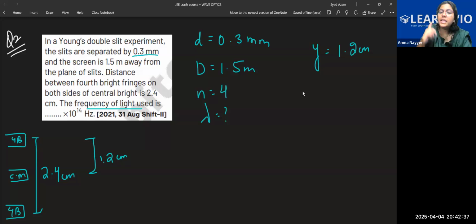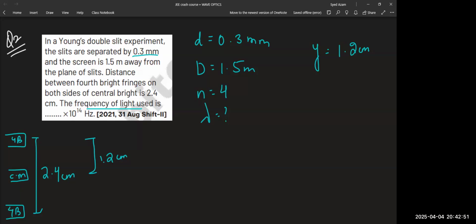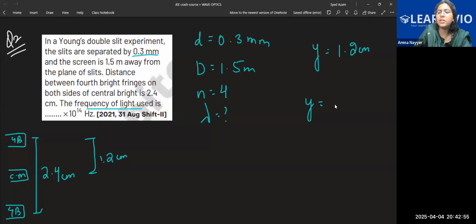Meera, what is the formula that I should take? Formula for the wavelength only. First calculate the wavelength. Y is equal to n lambda D by d, the same formula we are going to use. N lambda capital D by small d. From here, we are going to calculate lambda. Lambda will be Y d by N capital D.